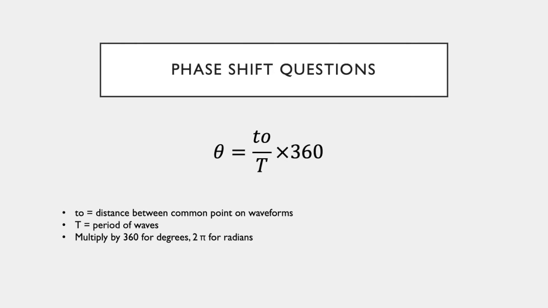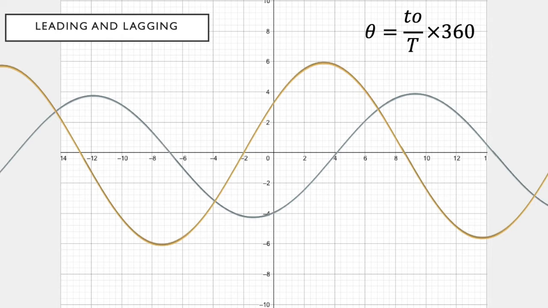Another common question that usually follows the previous one is to determine whether a waveform is leading or lagging another. This can be found by determining the angle between two corresponding points on both waveforms and recognizing which one comes first respective of the other. Here we see that the yellow leads the blue by x degrees, or conversely, the blue lags the yellow by x degrees.